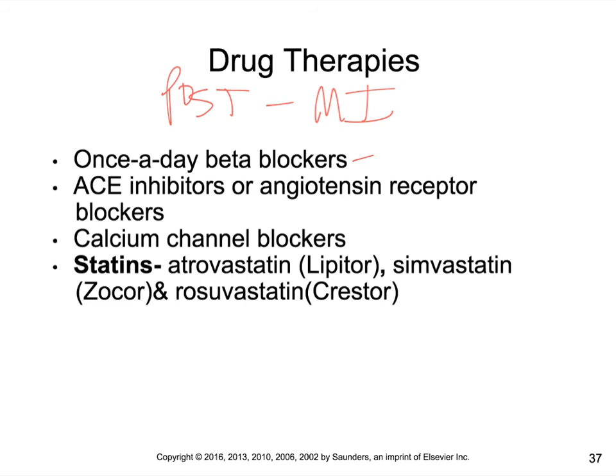We want their heart to just stay nice and chill. We want a normal heart rate. We want a normal blood pressure, because the more the heart rate goes up, the more the blood pressure goes up, the more the oxygen demand and the workload of the heart stress that injured heart. So we want to give them a beta blocker to keep them nice and calm.